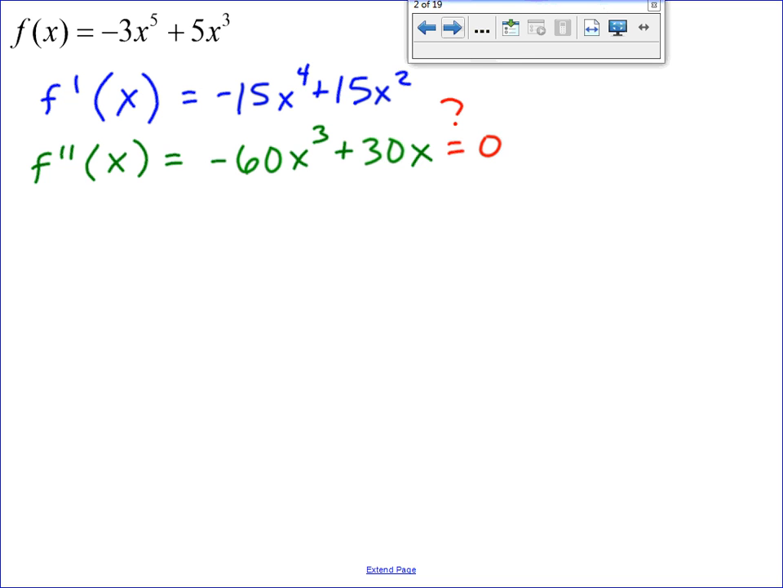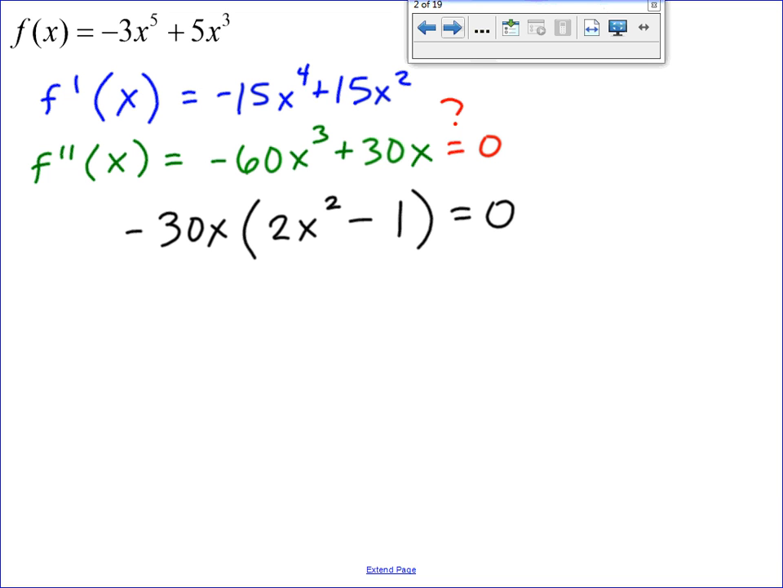So I'll go ahead and do fully factored form again. It looks like we can grab out a negative 30x. I'm going to do it just so I can make a positive leading coefficient, optional. And positive 2x squared minus 1.